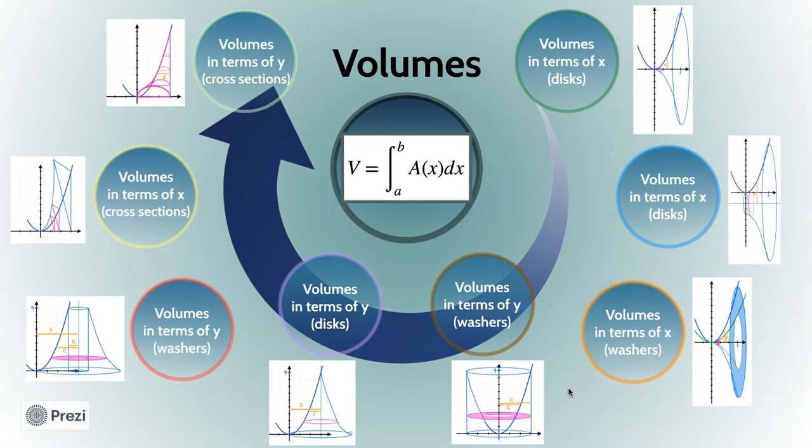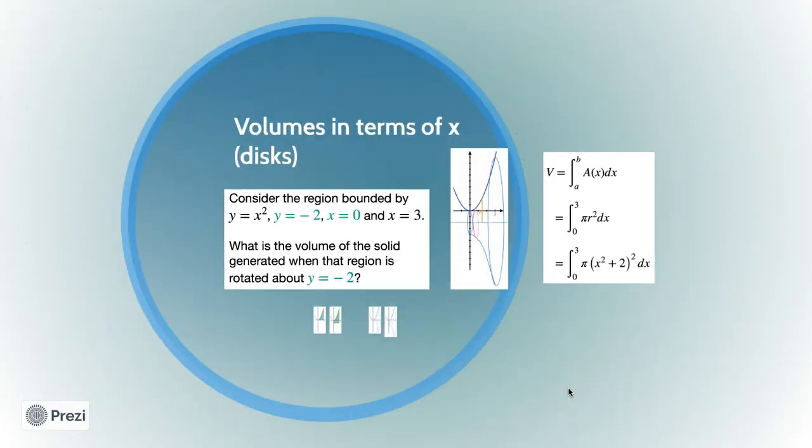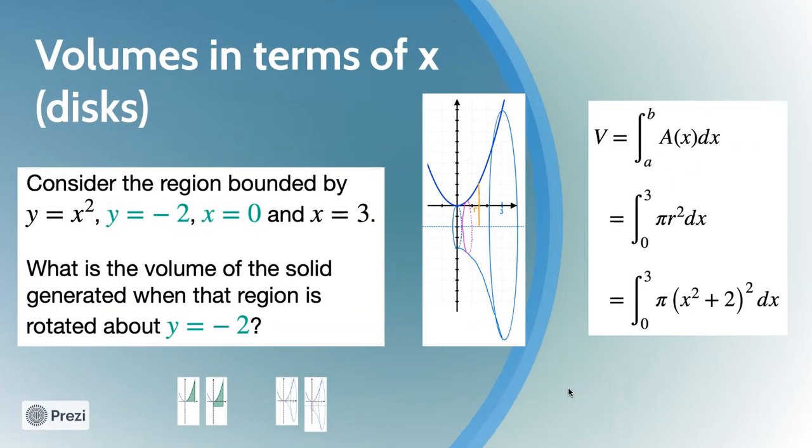From here on, we will see example after example that are variations on the same theme. For every example, I have added in green what has changed since the previous example. So this time we're looking at volumes in terms of x, disks again, but we will see that we are not rotating about the x-axis anymore.